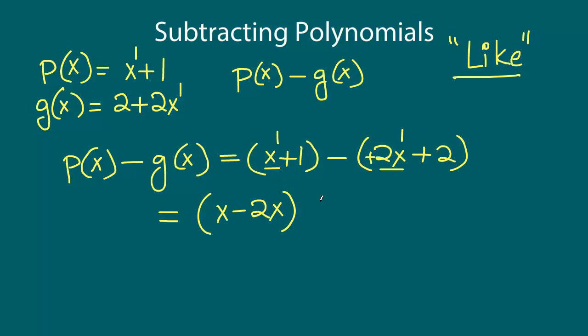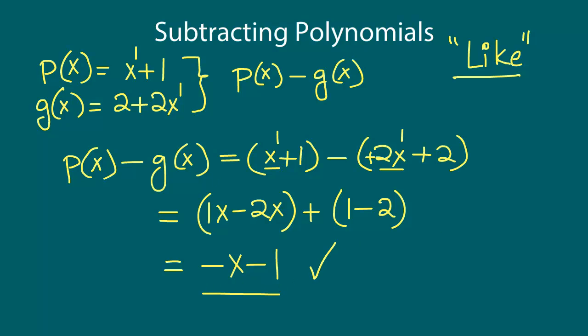Then we have this term which is plus 1, and then we have 2. When we open the parenthesis, this will become minus, because this is plus and this is minus. So the second term will be minus 2. Now if we simply combine them, this will be 1 minus 2, or simply minus x, and this will be minus 1. So the answer to the question p(x) minus g(x), where these are the two polynomials given, will be minus x minus 1.